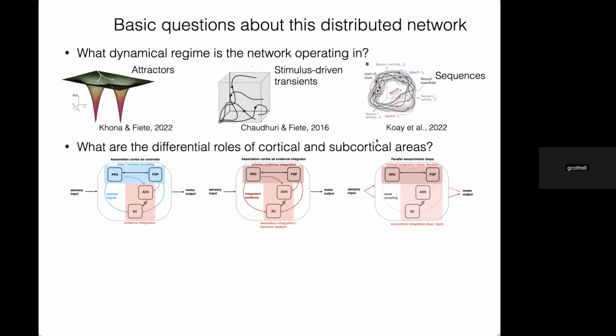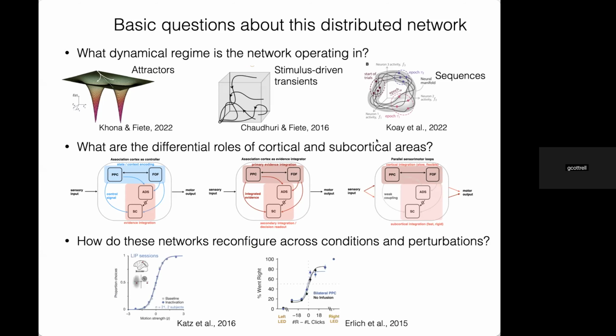You can also ask how cortical and subcortical areas are interacting in this network. Is the cortex acting as a controller of integration by subcortical areas? Is cortex doing all the hard work and then telling subcortex, go ahead and execute the decision? Do we have parallel loops, a fast loop through subcortical areas and a slow loop through cortical areas that are mutually coupled? So there are various possibilities for how areas can interact.